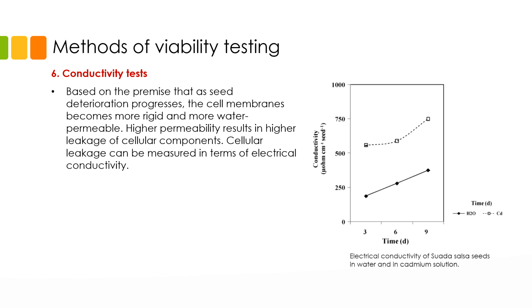As a result, electrolytes and other solutes leak out of the cells more rapidly and in greater amounts compared to seeds soaked in pure water. The higher leakage translates directly into higher conductivity readings. In other words, the elevated conductivity in cadmium solution is an indicator of stress-induced membrane injury, showing how environmental toxins can accelerate seed deterioration and reduce vigor.